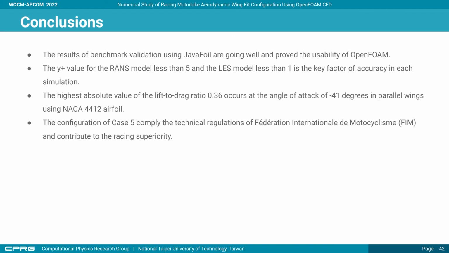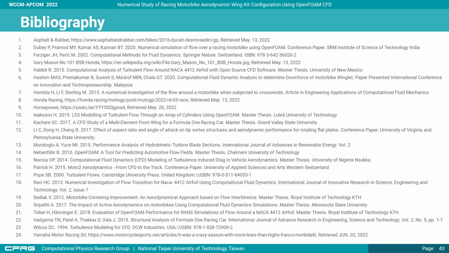The highest absolute value of the lift-to-drag ratio, 0.36, occurs at the angle of attack of minus 41 degrees in parallel wings using NACA 4412 airfoil. The configuration of Case 5 complies with the technical regulations of FIM and contributes to the racing superiority. Here is the bibliography. With all the remarkable research, we could contribute to the safety of racing motorbike driving.